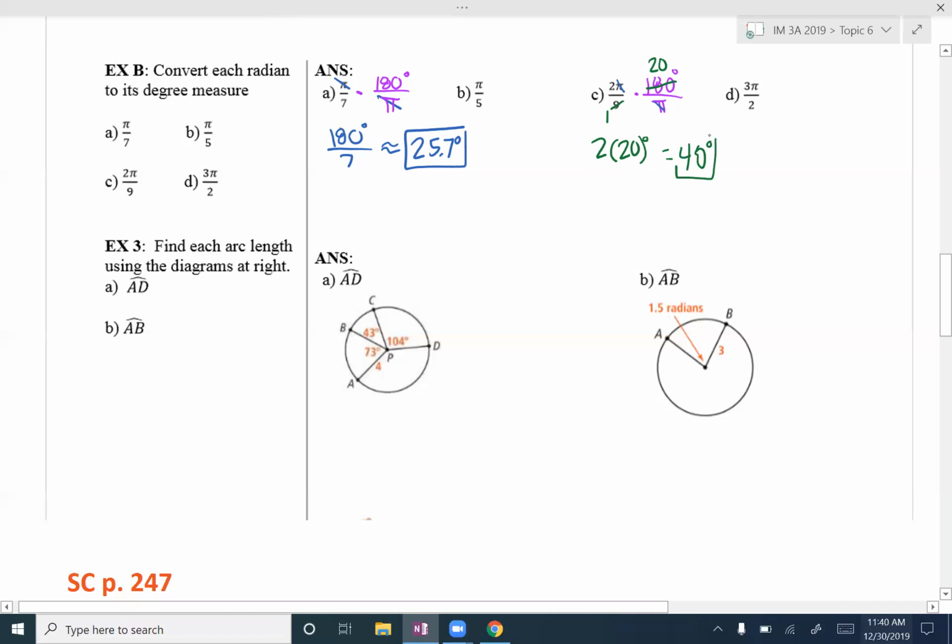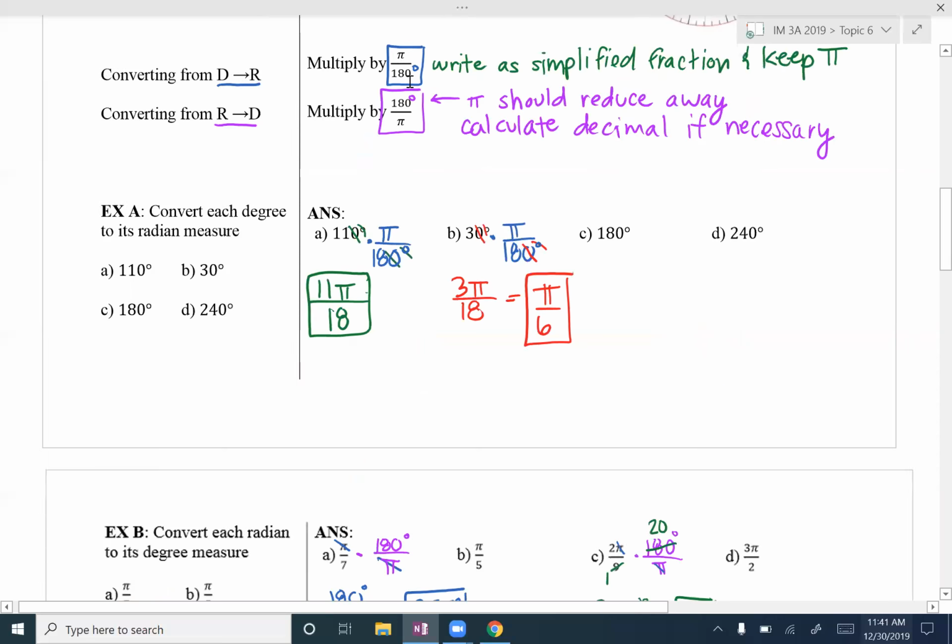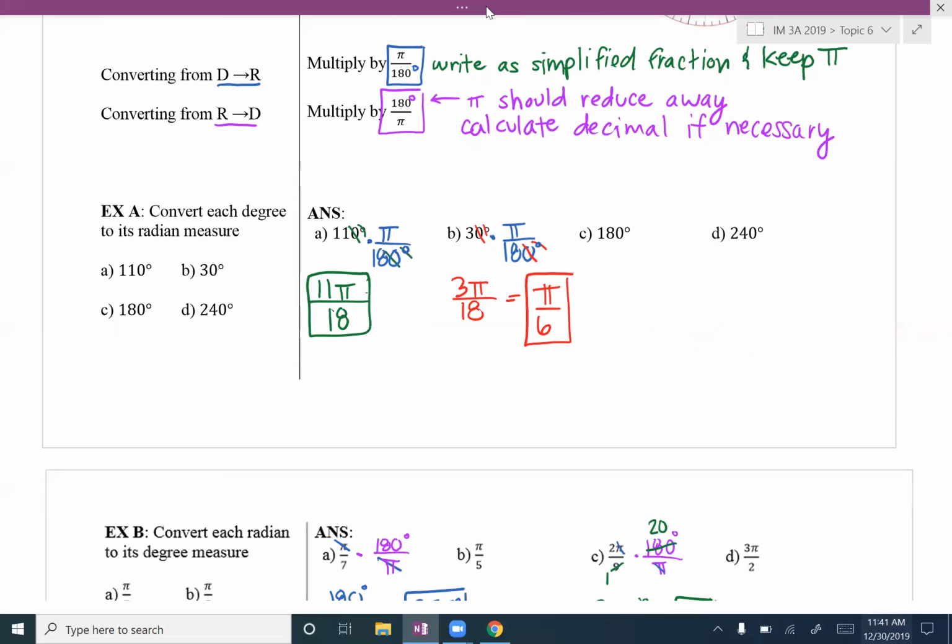Okay, so that's converting between degrees and radians. We're using the same ratio, and its reciprocal depending on what we're given. So if we're given degrees first, we want the 180 degrees to be in the denominator. If we're given radians first, we want the pi to be in the denominator so that those units or symbols can reduce away in our first step.